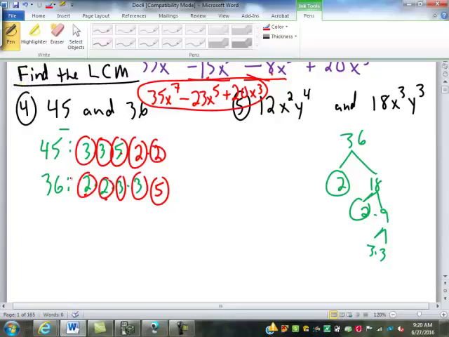I'm going to stop. I went through that a little quickly. Did everybody catch what I did there? I just made sure that whatever factors were there, both of them had those factors. If they didn't, I put them in.